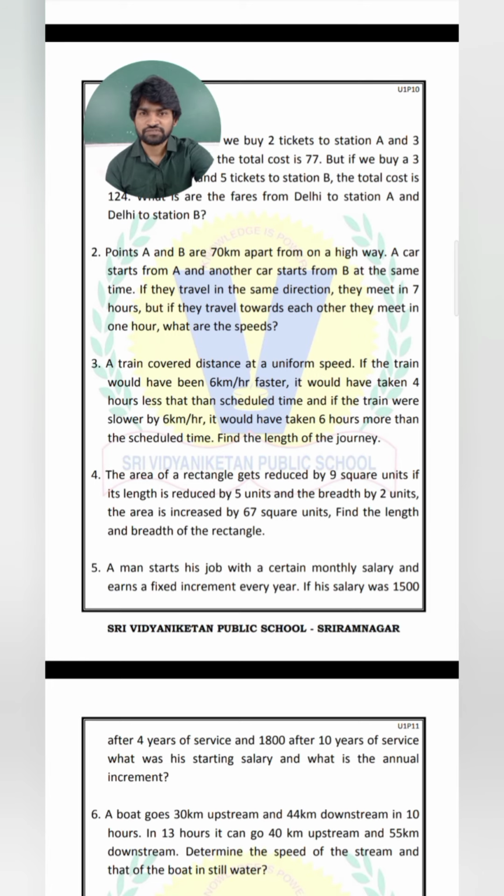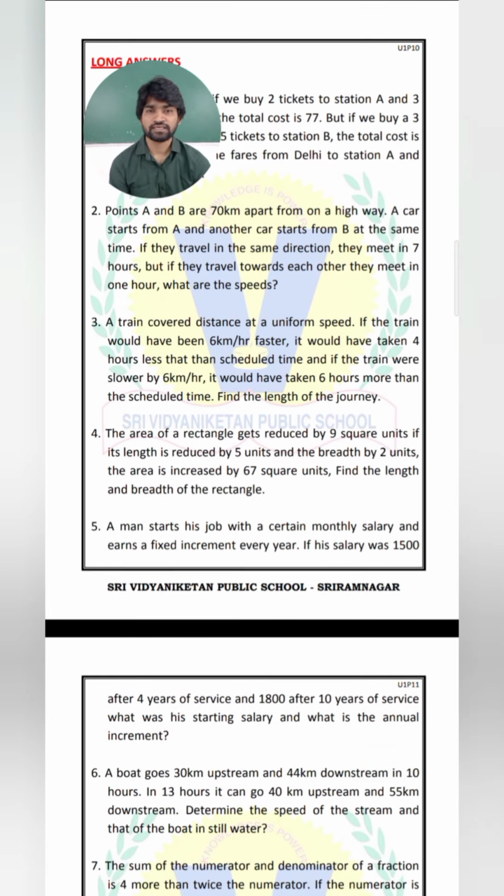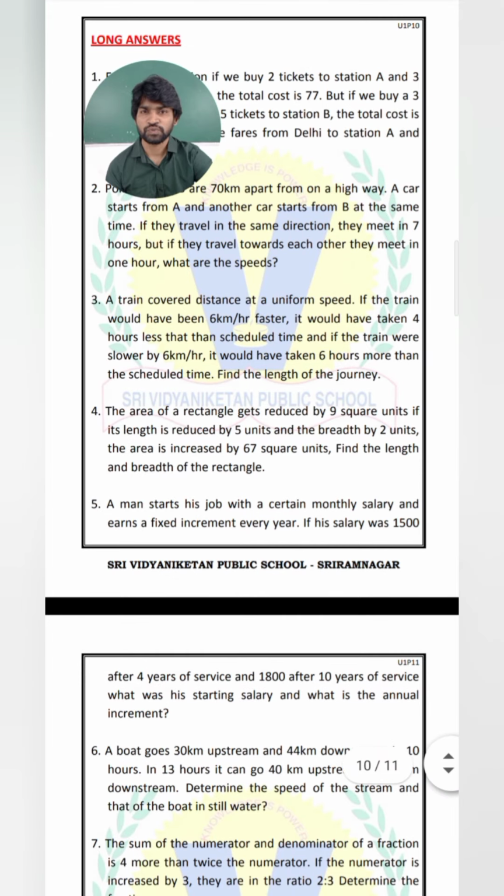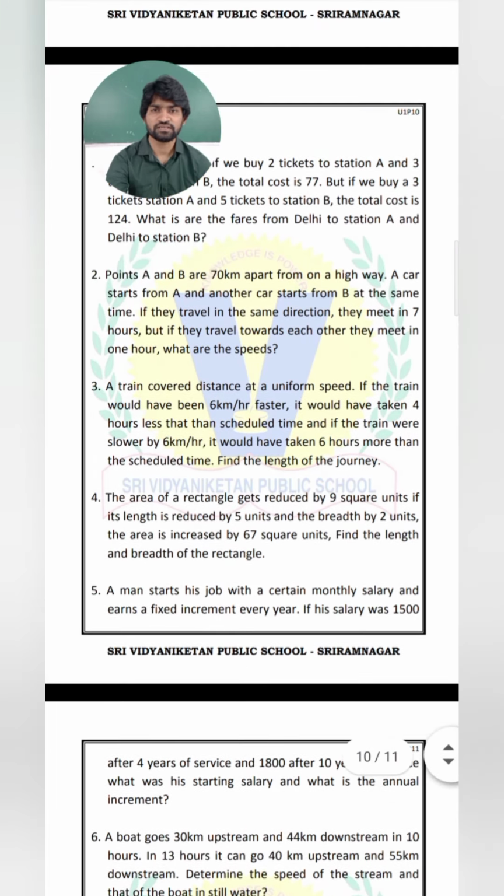A car starts from A and another car starts from B at the same time. So both the cars started at the same time. If they travel in the same direction, or if they travel towards each other, they meet in 1 hour. What are the speeds? Now see here, 2 conditions are given.